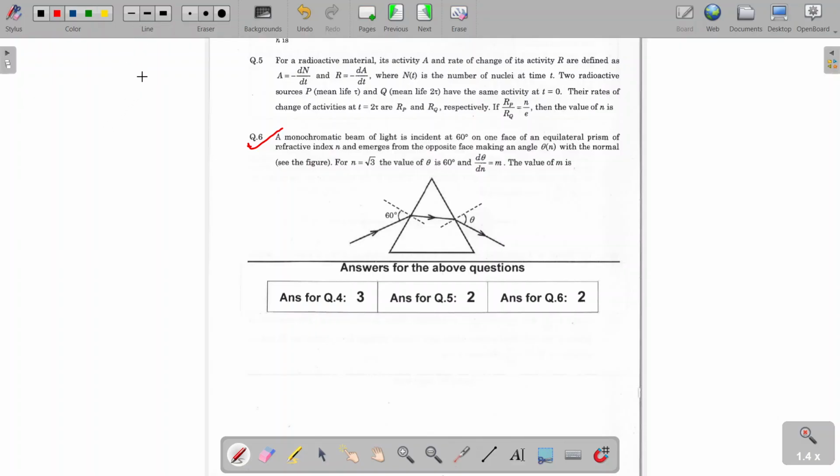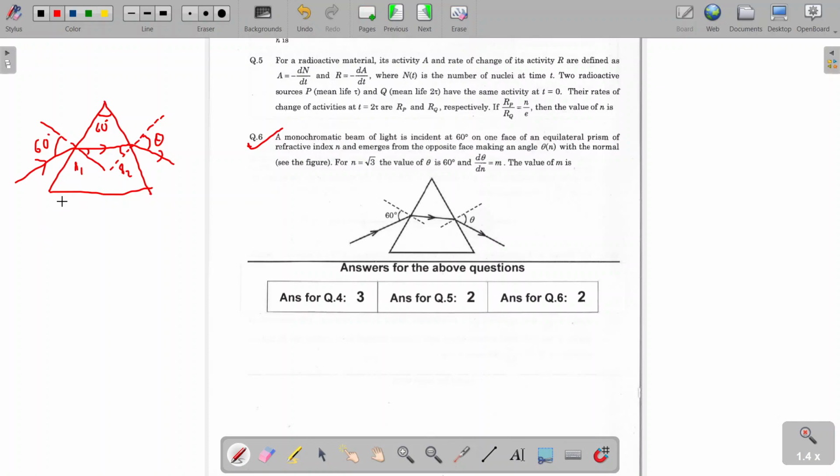So let me draw the figure. This is the prism which we have, and the light falls on the prism at some angle 60 degrees with the normal. Now after refraction, the ray travels within the prism and refracts outwards. This angle is 60 degrees. The angle of refraction number 1 is r1, the angle of refraction number 2 is r2, and this emergent angle is named theta.